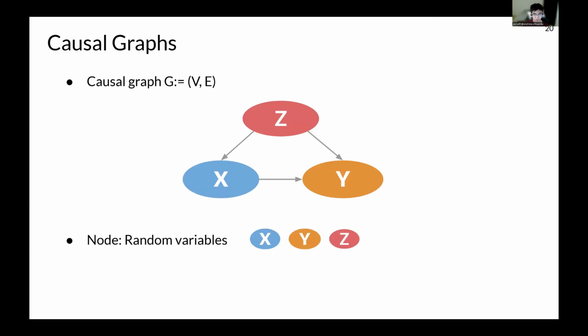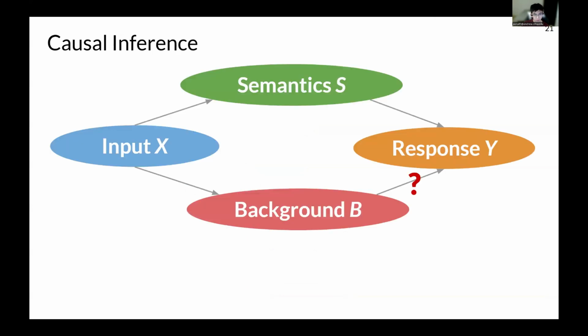So first, to evaluate the existence of IP, we model the response generation process of IP with a causal graph G, which models the cause and effect relationships among a set of random variables V, through the edges E as the causal links. To answer one of our key research questions, does IP take place in larger models, we formulate it as a question of causal inference. Does user background B have a causal effect on the response Y?